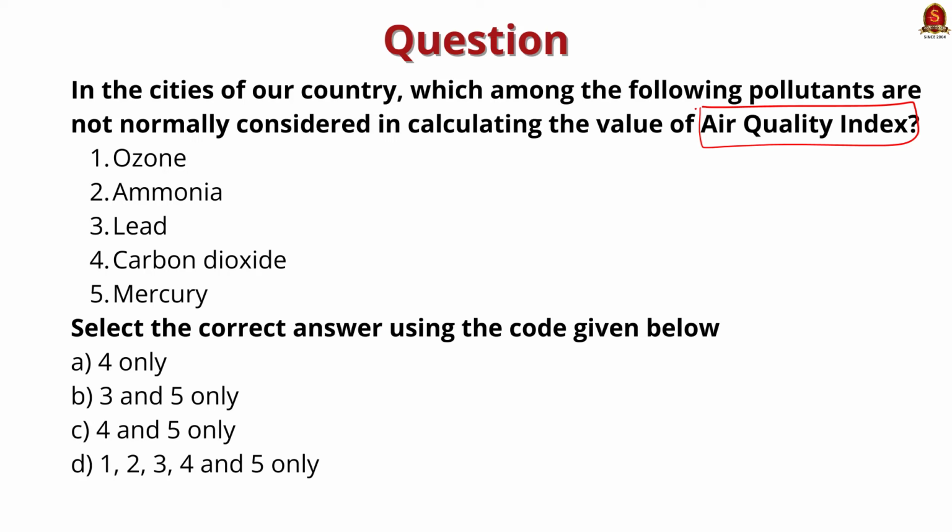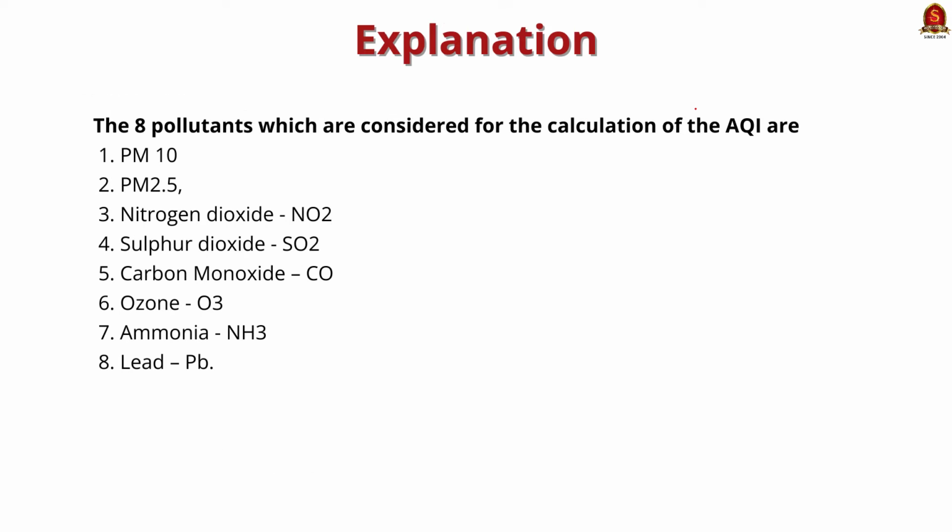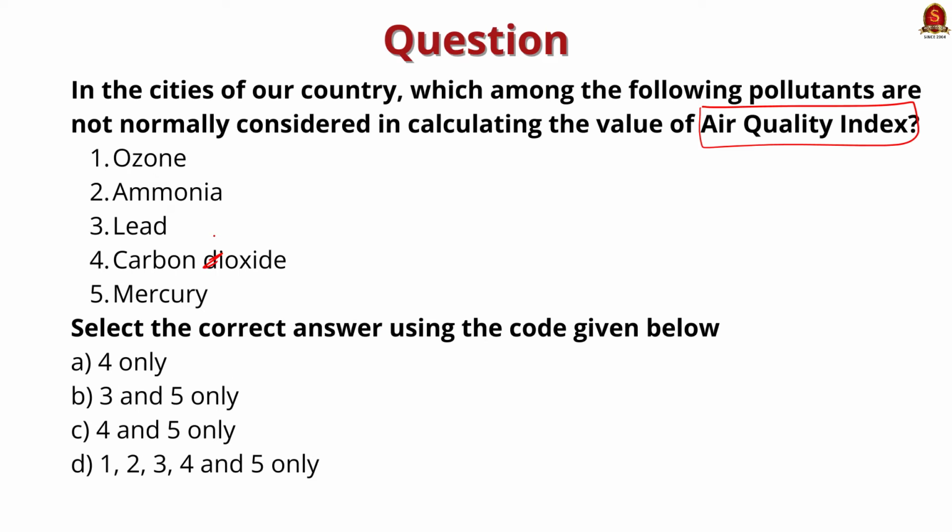Let's discuss. The 8 pollutants which are normally considered for the calculation of the Air Quality Index are PM10, PM2.5, nitrogen dioxide, sulfur dioxide, carbon monoxide, ozone, ammonia and lead. So having these basics, now look at the options. Out of the 5 pollutants, only 4 and 5 fit into Air Quality Index. So the correct option is option C. Let's see the second question of the day.